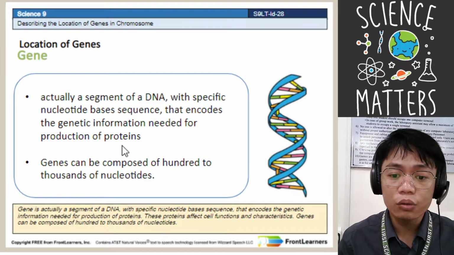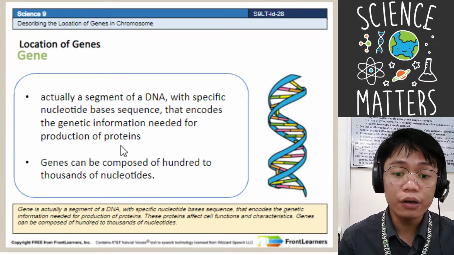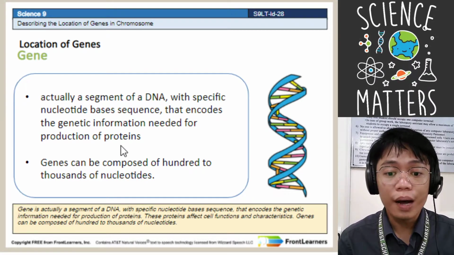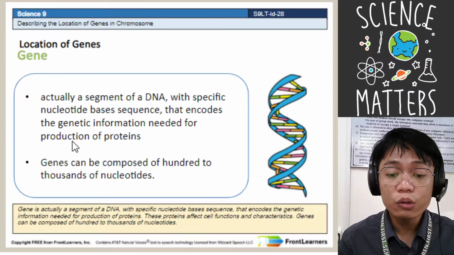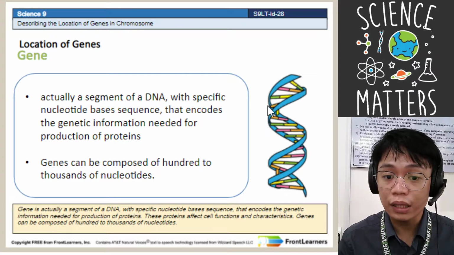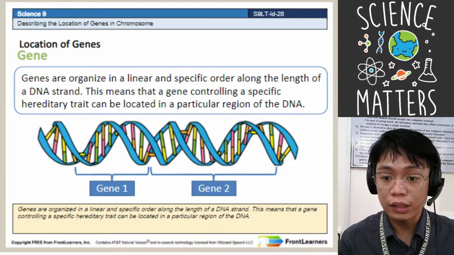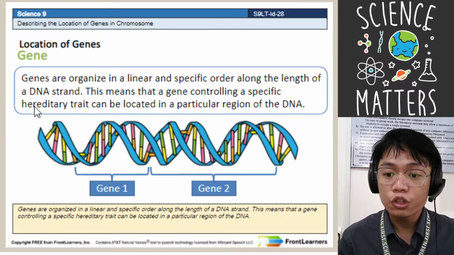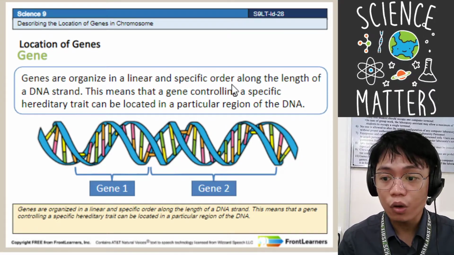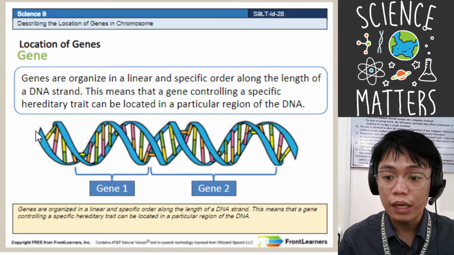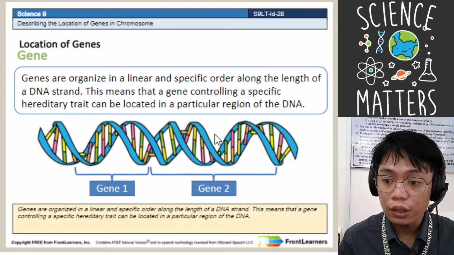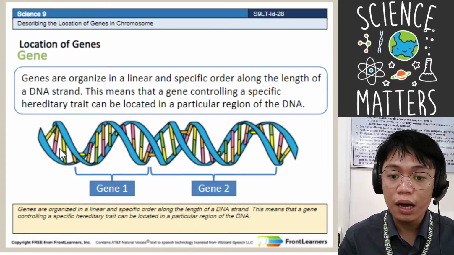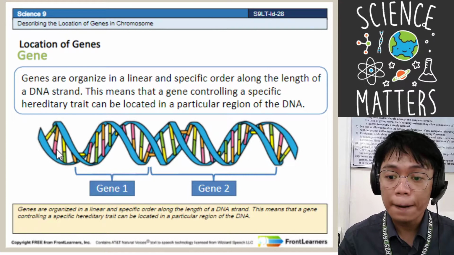Ano nga ba yung tinatawag nating nucleotides? It is a pair of compounds, like for example the nitrogenous bases, the phosphate, and the ribose sugar that encodes the totality of the structure of the genes. Okay? Now, genes are organized in linear and specific order along the length of the DNA strand. So this is the DNA strand. This is a double helix structure that is complementary to its pair.